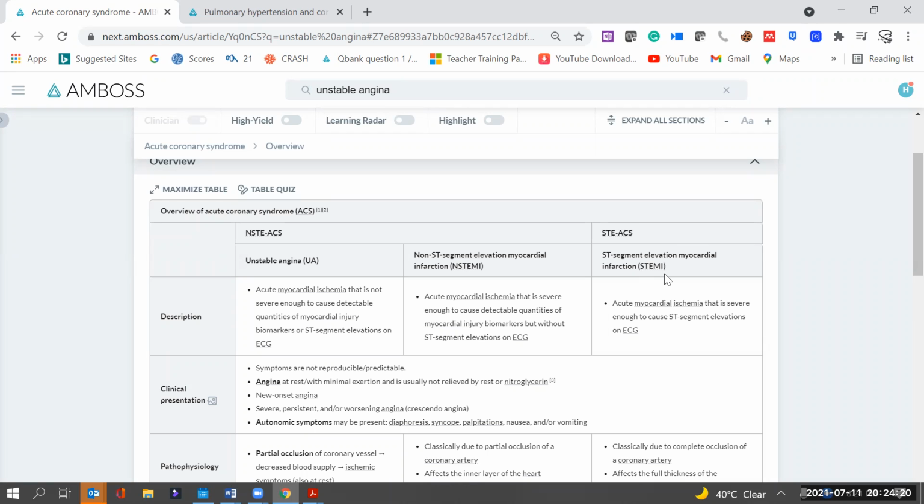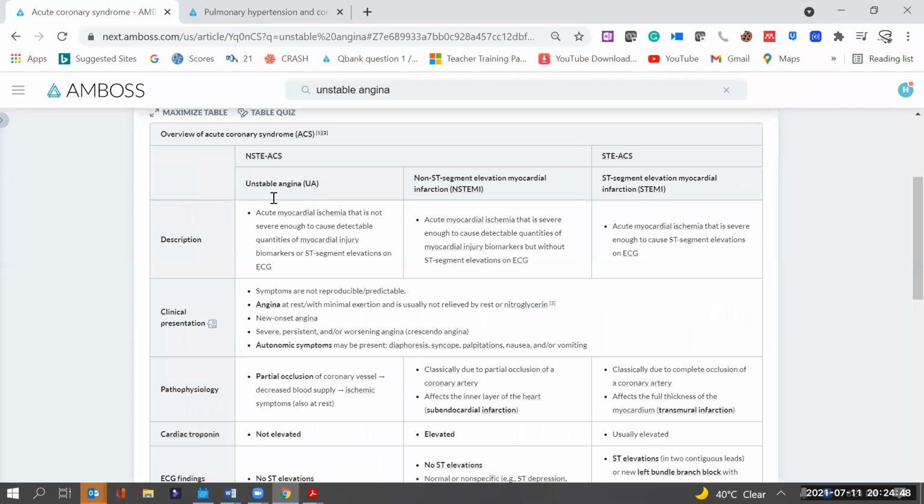So two categories. One is non-ST elevation acute coronary syndrome, and one is ST elevation, where you will see elevation in the ST segment. In ST elevation, of course, there is ST elevation, so we will say this is ST elevation MI. But in non-ST elevation acute coronary syndrome, we have one thing, that is unstable angina, and one where we have MI, but there is no ST elevation.